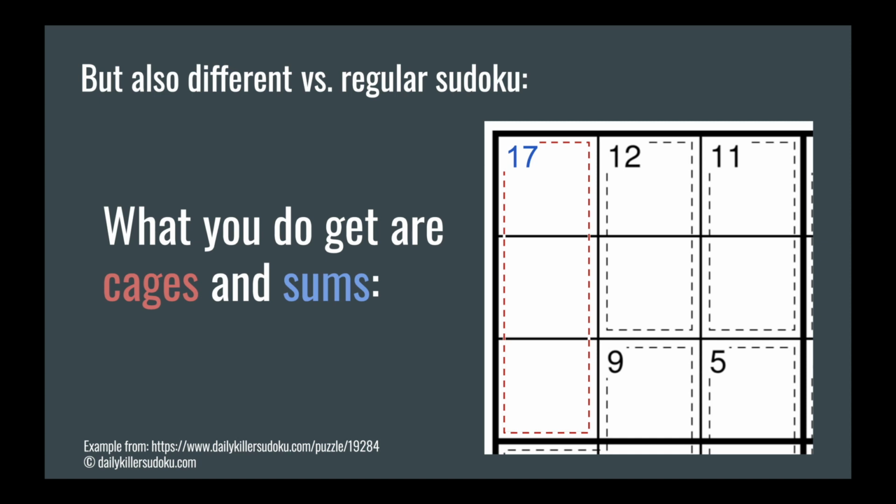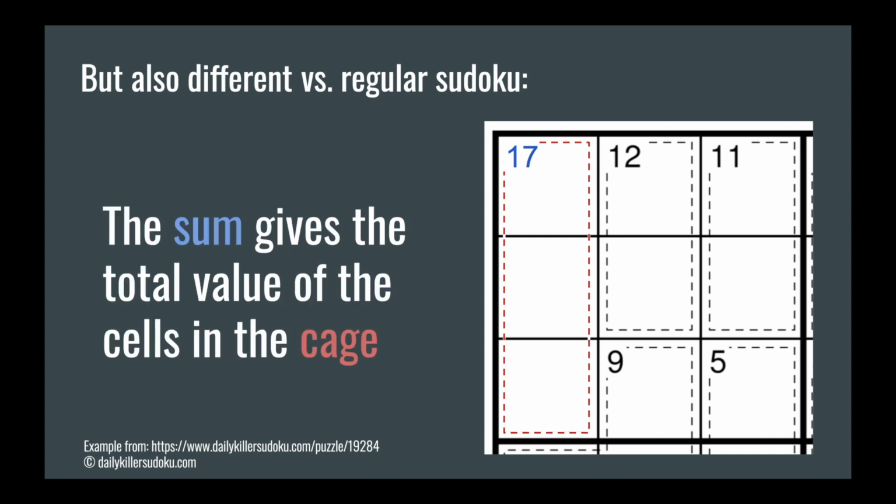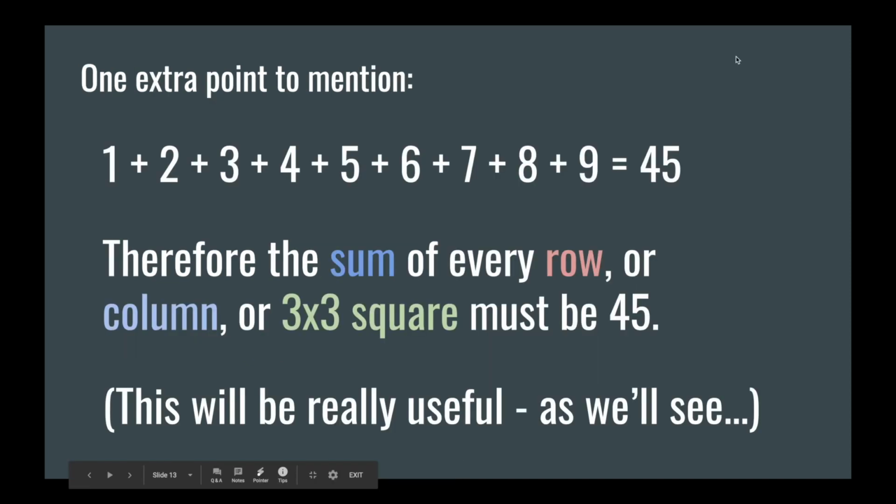The cage is the cells that are grouped together by this dotted box or cage. And the number in the top left corner of the cage, the sum, tells you what those cells have to add up to. So for this one, for example, those 3 cells highlighted have to add up to 17. The sum gives the total value of the cells in the cage.